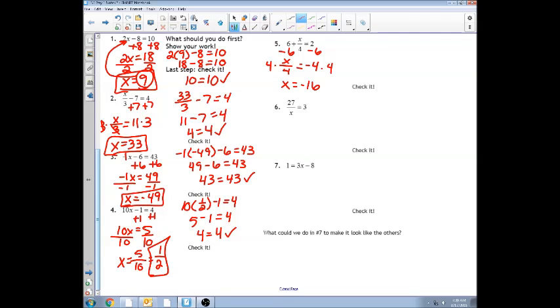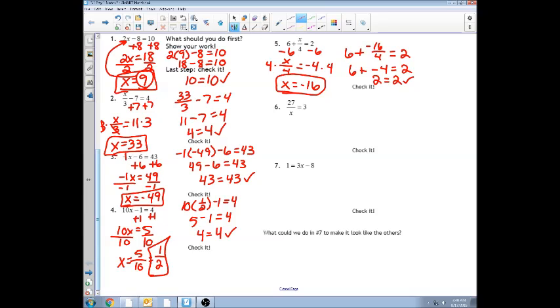Need to go ahead and check that. That would be 6 plus negative 16 over 4 is equal to 2. I need to do it in order of operations. I need to do the division first. So it would be 6 plus negative 4 is equal to 2. Well, 6 plus negative 4 is the same thing as 6 minus 4, so 2 would equal 2. Your check is good.